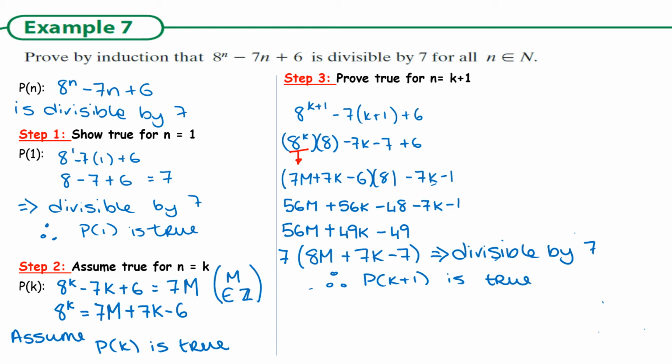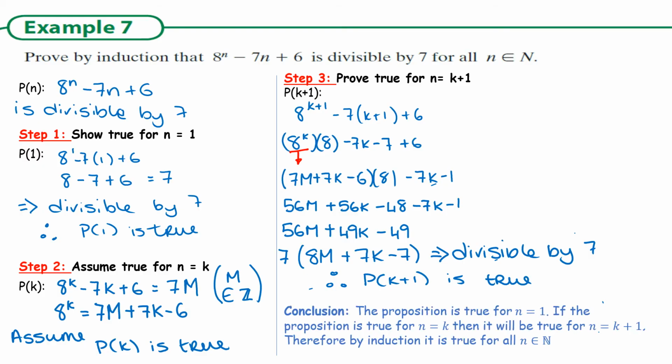Now there are, like I said, other ways that this can be approached, but I do think that substitution from step 2 is probably the simplest way to do step 3. So if you can remember in step 2 to isolate the thing to the power, then you'll be fine. Last thing we want is our conclusion. So the proposition is true for n equals 1. If the proposition is true for n equals k, then it'll be true for n equals k plus 1. Therefore, by induction, it is true for all n element of N.